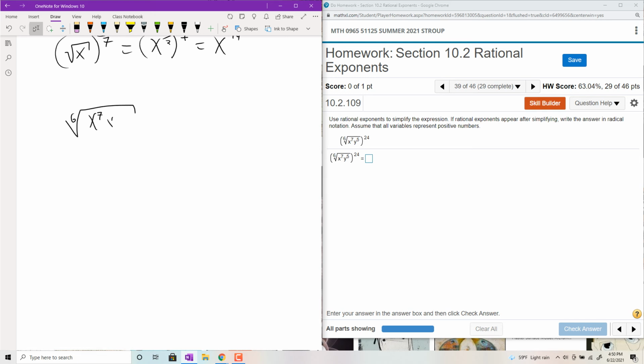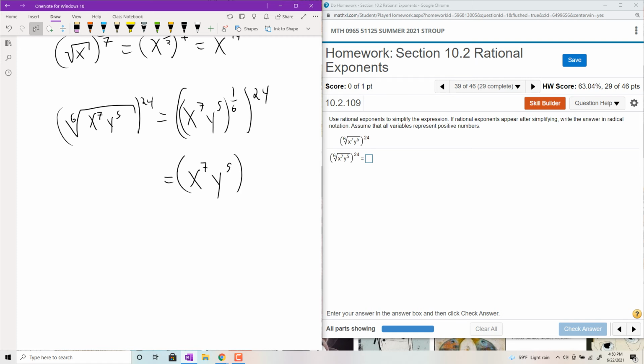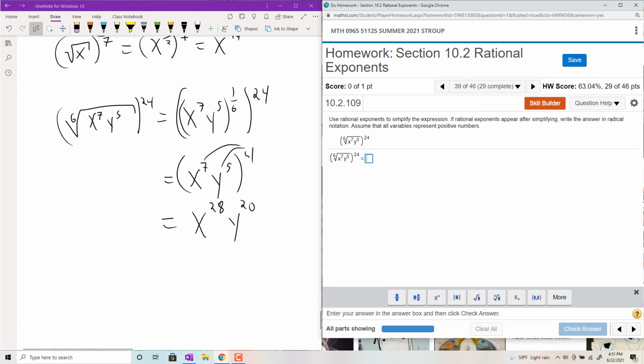X to the 7th, y to the 5th, to the 24th. So this is the same as x to the 7th, y to the 5th, to the 1/6, raised to the 24th. 24 times 1/6 is 4. And then you can kind of distribute these exponents to get x to the 28th, y to the 20th. And then it's not possible to put that in radical notation because the exponents aren't fractions. So x to the 28th, y to the 20th.